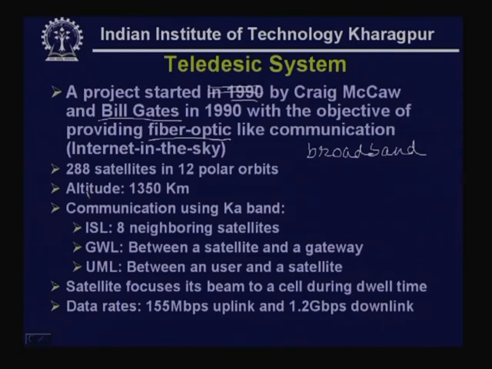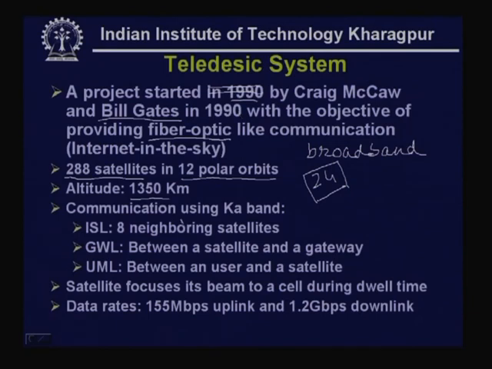This Teledesic system ultimately was designed with 288 satellites in 12 polar orbits. So, there are 12 polar orbits very similar to the Iridium, and there are 288 satellites. So, you have got 24 satellites in each orbit, and you have got 12 such polar orbits, and these are stationed at an altitude of 1350 kilometer compared to 750 kilometer of Iridium.